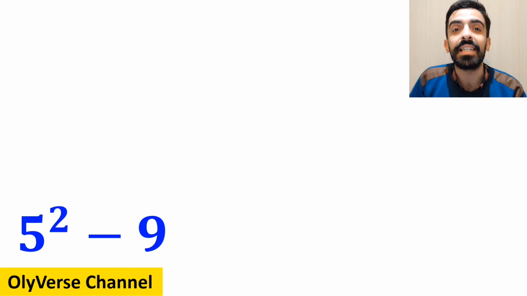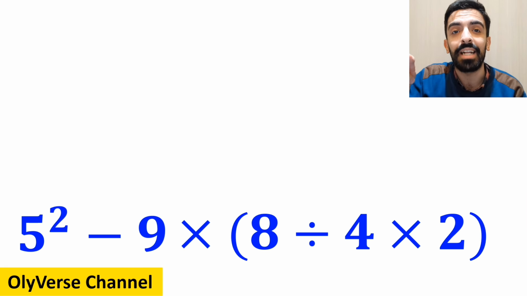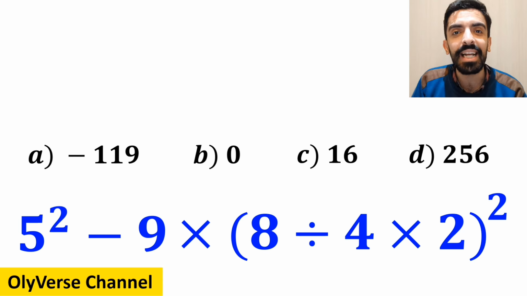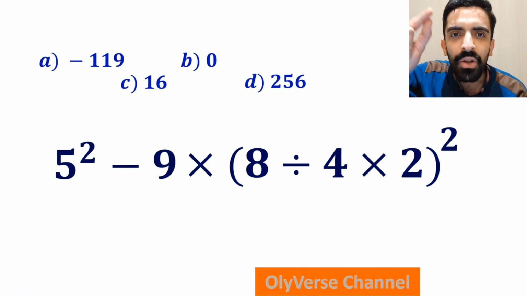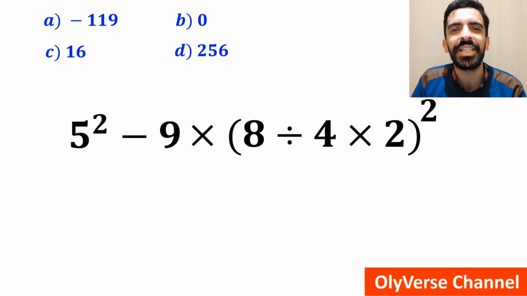What is the value of the expression 5 squared minus 9 times (8 divided by 4 times 2) all squared? Which option do you think is the correct answer to this question? This expression has tricked 99% of people. Let's go through this question step by step and solve it together.